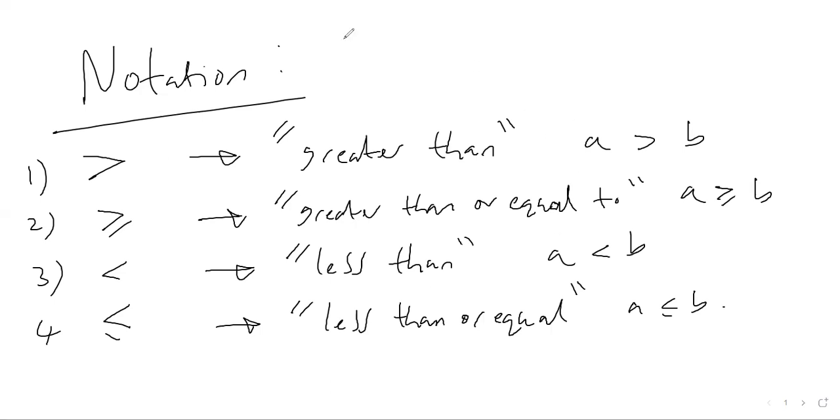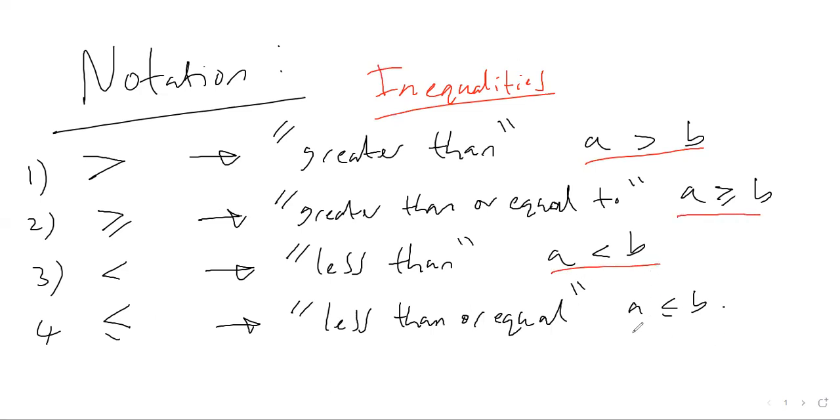So this first slide is just some inequality notation. This is all to do with inequalities. You would have seen these symbols hopefully before at school. You have the greater than sign, the greater than or equal to sign, the less than sign, and the less than or equal to sign. A is greater than B is what you would say there. A is greater than or equal to B, that's how you would say that. A is less than B, that's how you say that. And A is less than or equal to B. You should all be familiar with that.